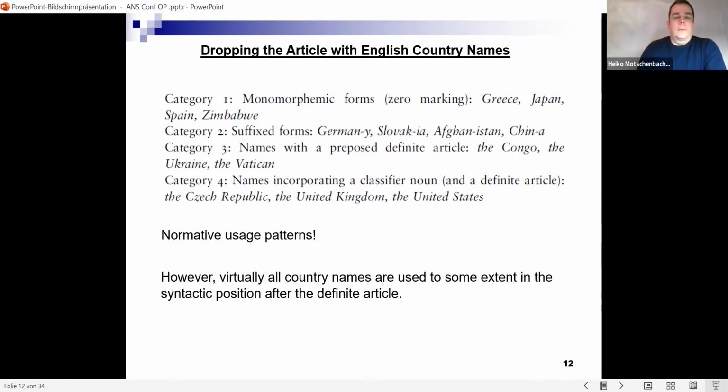Right, however, virtually all country names are used to some extent in the syntactic position after the definite article. So that was interesting to see in my study. There was actually only 1 country name that never occurred after a definite article.